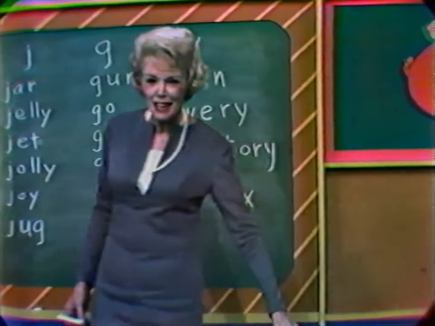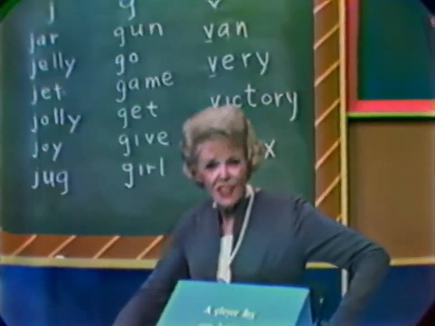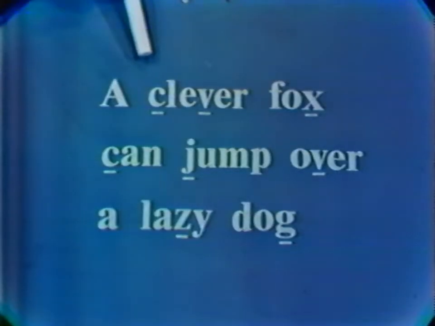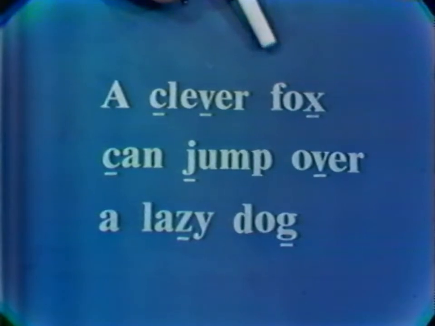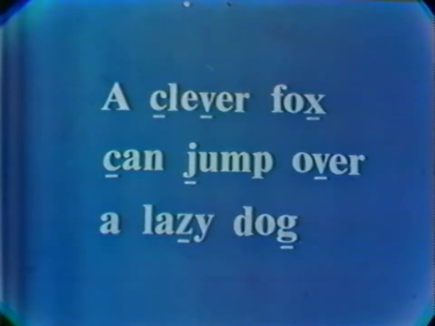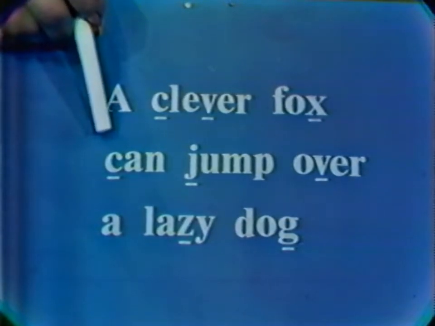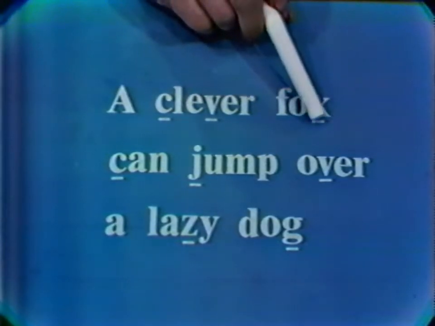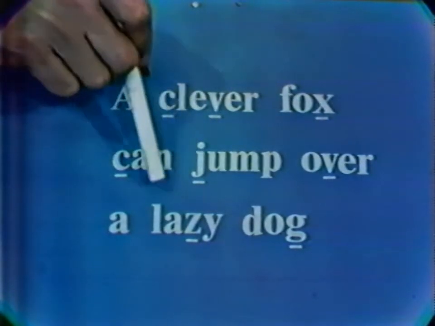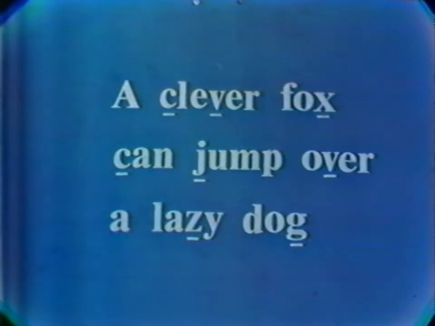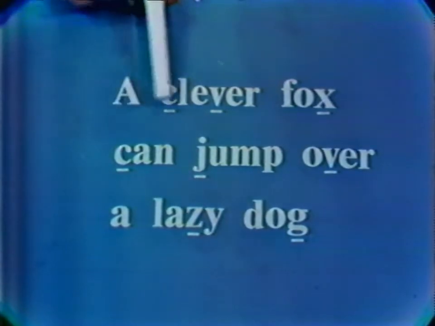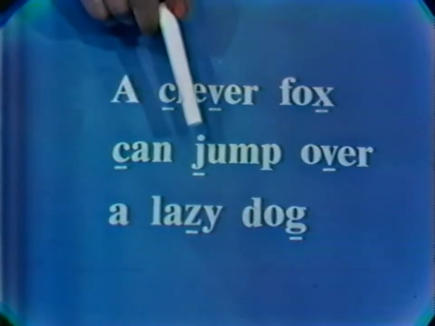Now that we know so many letters and words, let's make up something. Are you ready? Now see if you can read along with me. Here is our hard C, K, and the word is clever. And what's this? F, fox. Another hard C, K, can. And here's our J, jump. Another V, over. And Z, lazy. And here's G, dog. Let's read it all now. A clever fox can jump over a lazy dog.